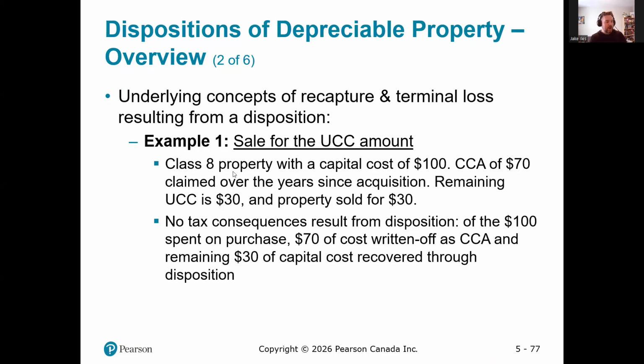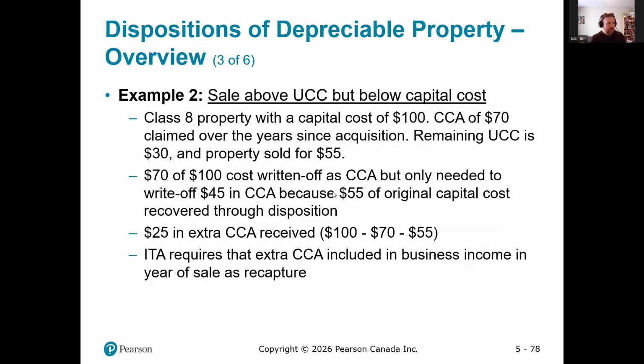So if a Class 8 property has a capital cost of $100, and over the years we took CCA of $70, the remaining UCC is $30. If we sell that property for $30, we are giving up $30 and getting $30. There's no profitable exchange, so there's no tax consequences. The remaining $30 will be subtracted from our UCC value, getting it to zero, and then there's nothing that needs to be done. But what if we sell it for above our UCC?